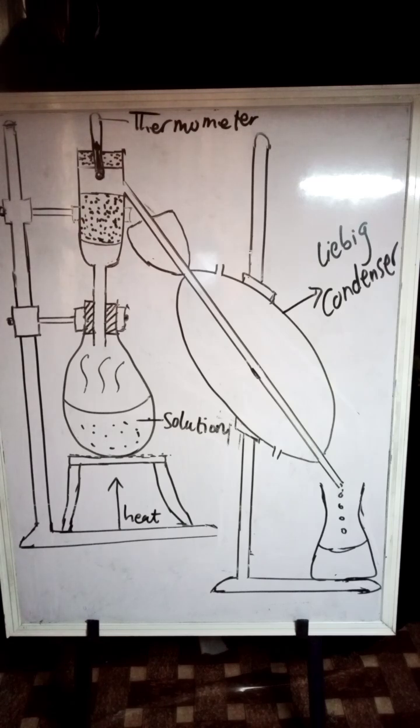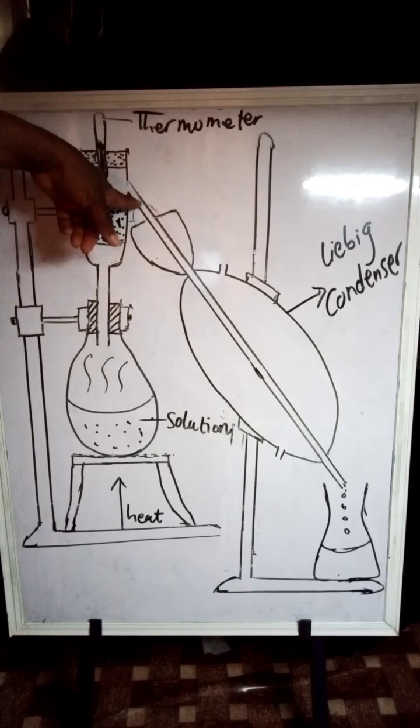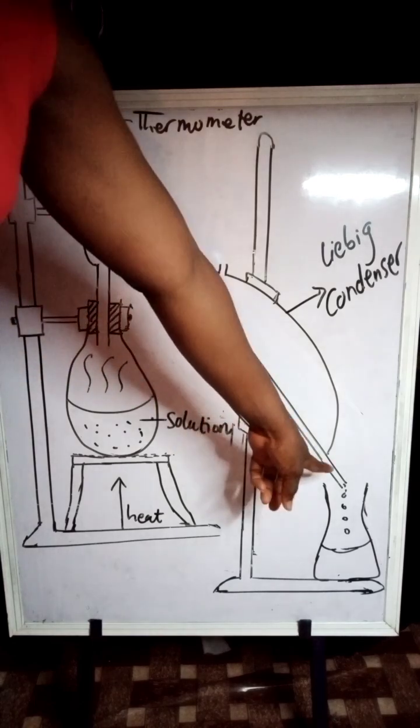The temperature at the upper part of the fractionating column is lower than the temperature at the lower part, such that the liquid with the lowest boiling point will distill over first. When the distillation flask is being heated, the liquid with the lowest boiling point will boil first, vaporize, ascend, and enter the fractionating column. And when it comes up, it will enter the condenser and get distilled.